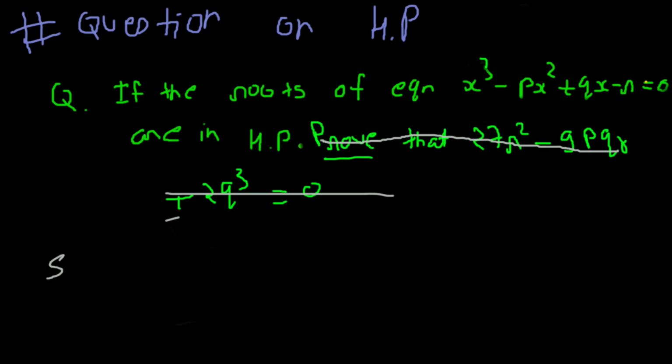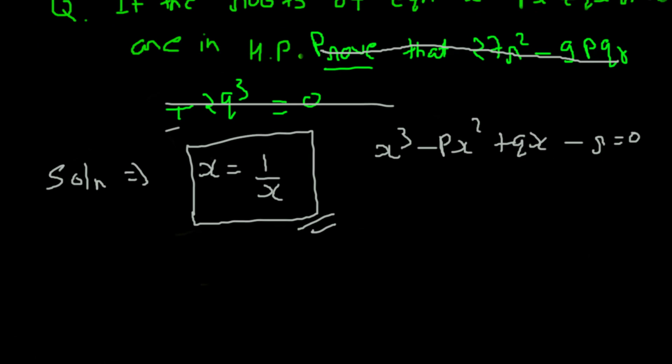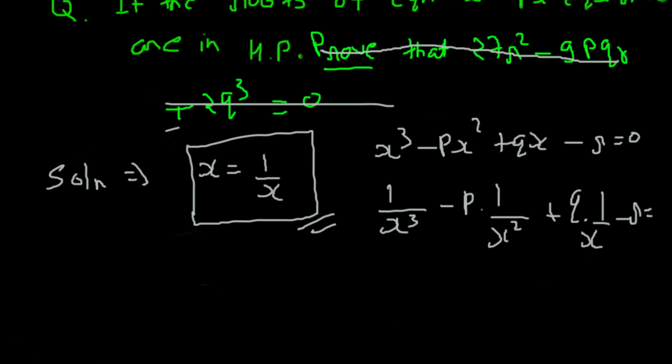When we solve this, if the roots are in HP, there is a rule that we have to put x equals 1 by x. So let's put 1 by x in place of x. It will be p by 1 by x square, it will be q by 1 by x minus r equals 0.